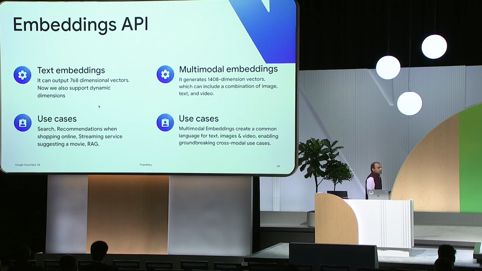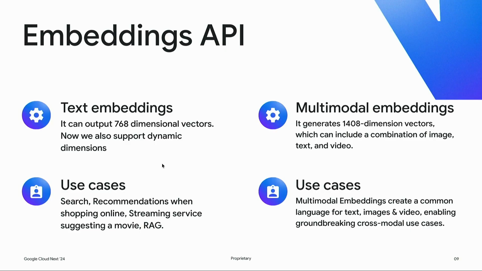When I look at what Google Cloud Platform offers, we have two different types of APIs. The first one is the Text Embeddings API, which helps you convert your textual data to embeddings. The second is the Multimodal Embeddings API, which helps you convert your text, image, and even video into vectors.